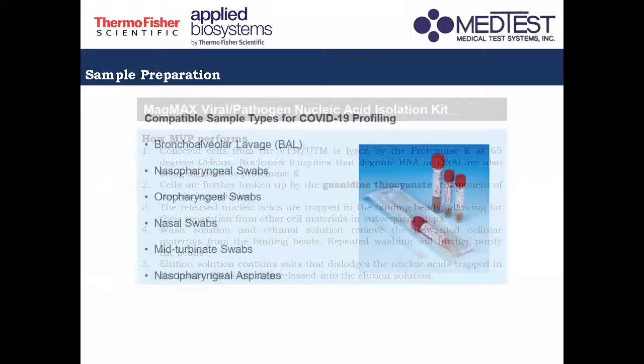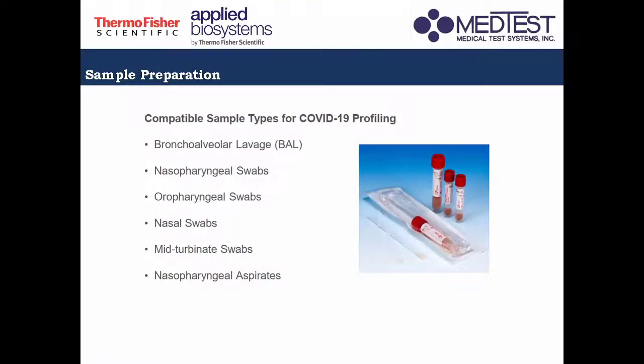So the compatible sample types for the MagMax kit include the bronchoalveolar lavage, the nasopharyngeal swabs, the oropharyngeal swabs, and the nasal swabs, mid-turbinate swabs, and nasopharyngeal aspirates. Now, for the swab samples, we would want to use what is being recommended by our health agencies. So, in order for us to really get the RNA, that the target material from the virus.